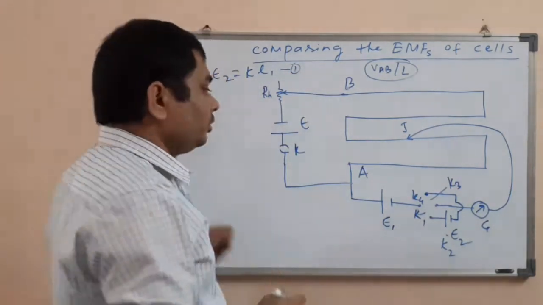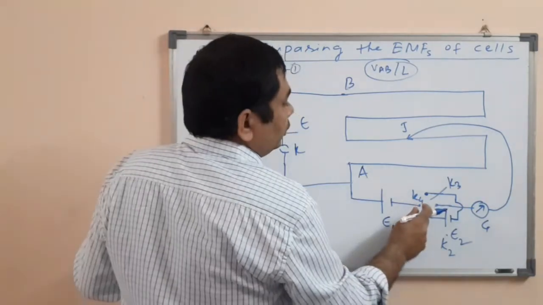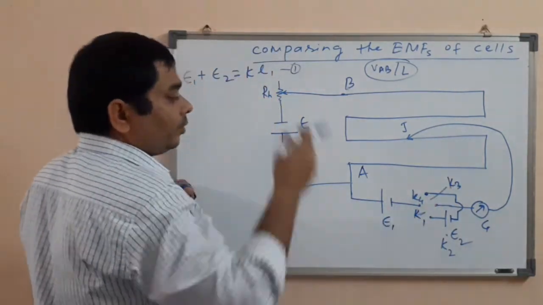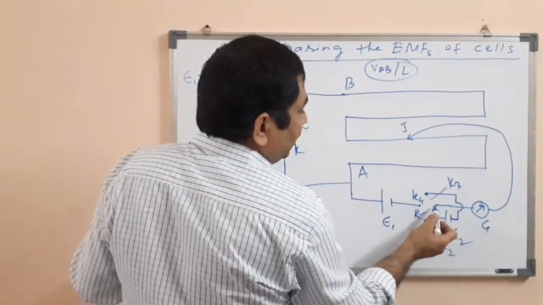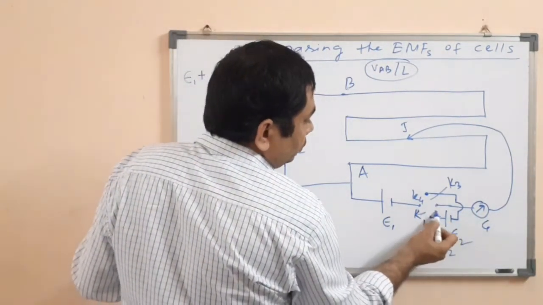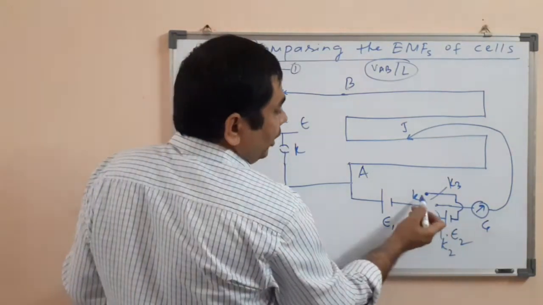Next what we will do is, we will now remove K1 and K3. K1 and K3 are kept open, and we will close K2 and K4. See, this is K2. So K2 and K4 are closed.